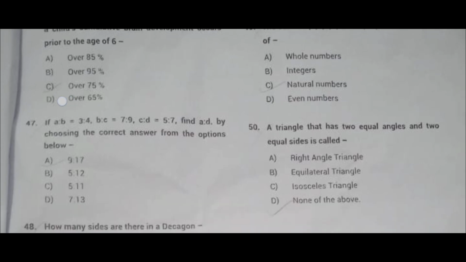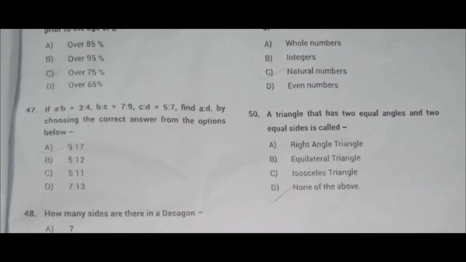If A is to B is equal to 3 is to 4, B is to C is equal to 7 is to 9, C is to D is equal to 5 is to 7, find A is to D by choosing the correct answer from the options below. 9 is to 17, 9 is to 12, 5 is to 12, 5 is to 11, or 7 is to 13. So here the best option is option number B, that is 5 is to 12.